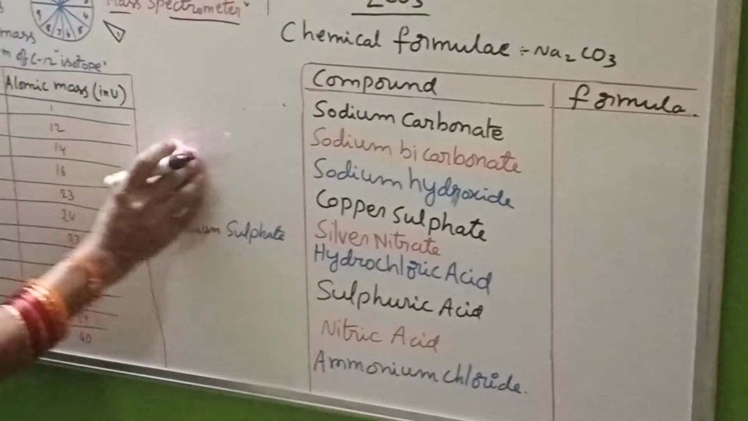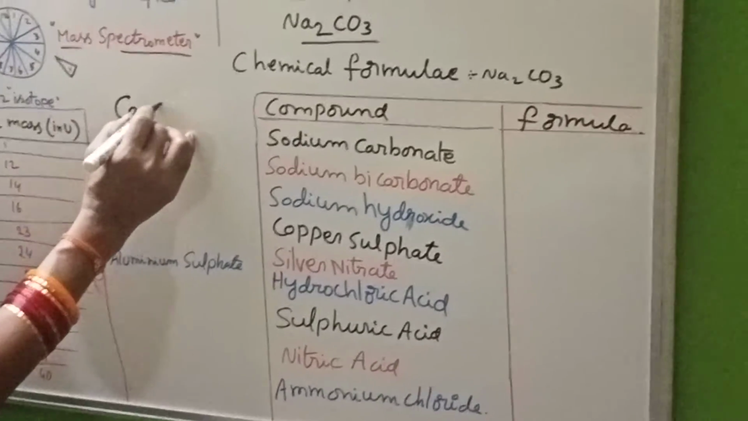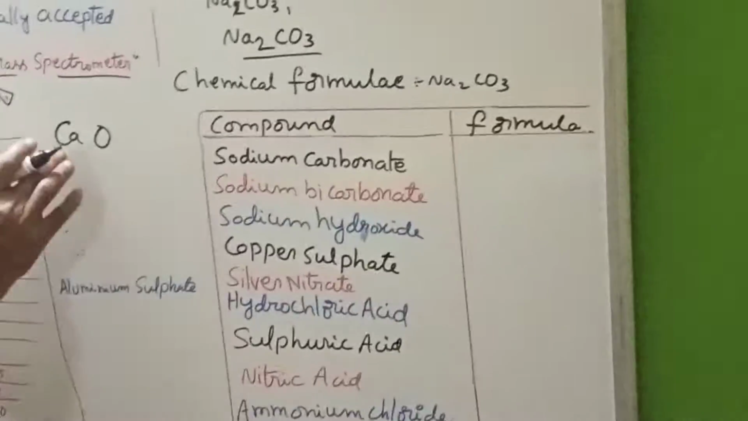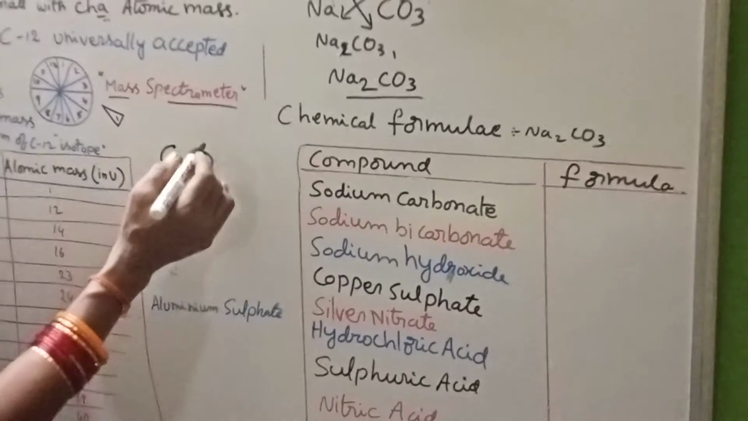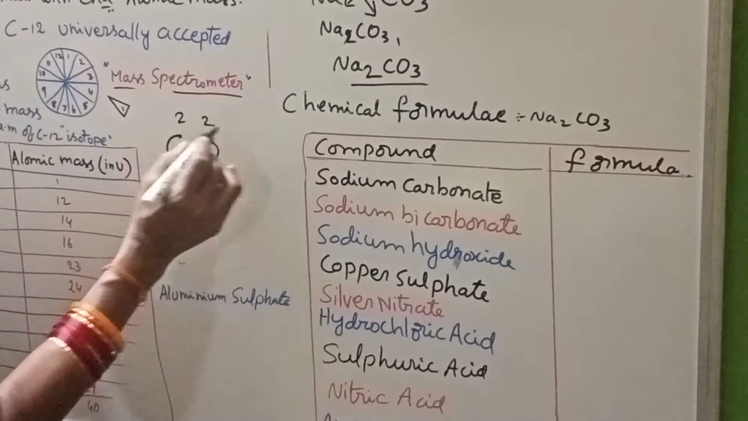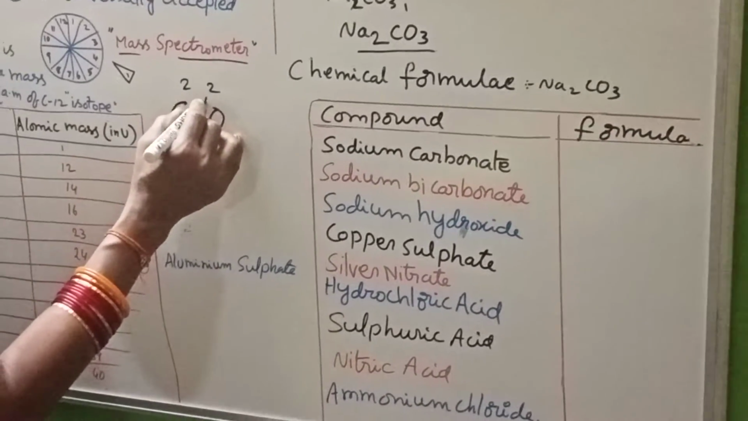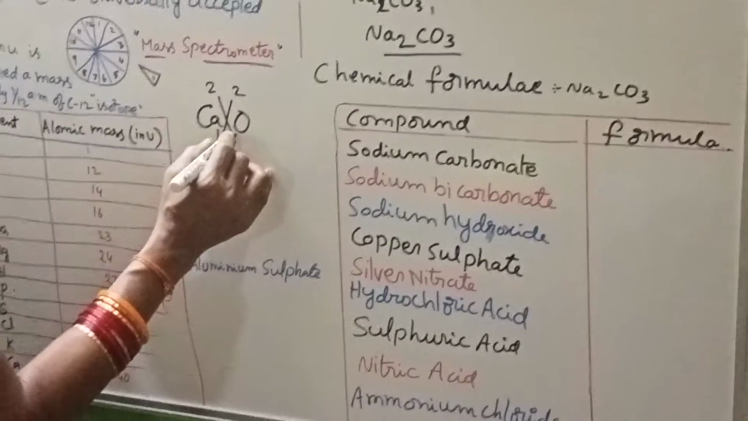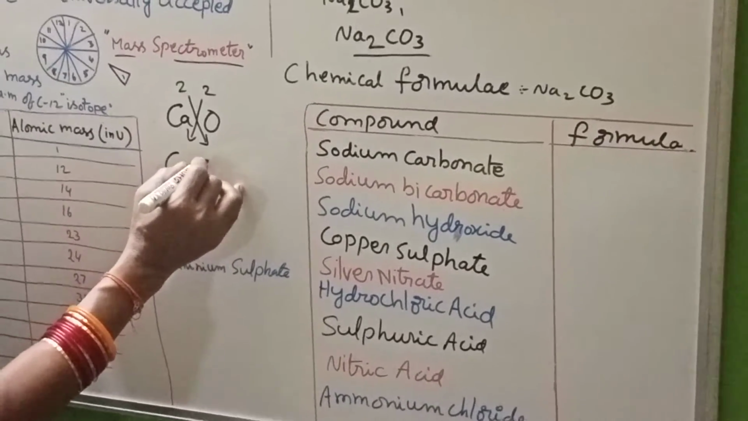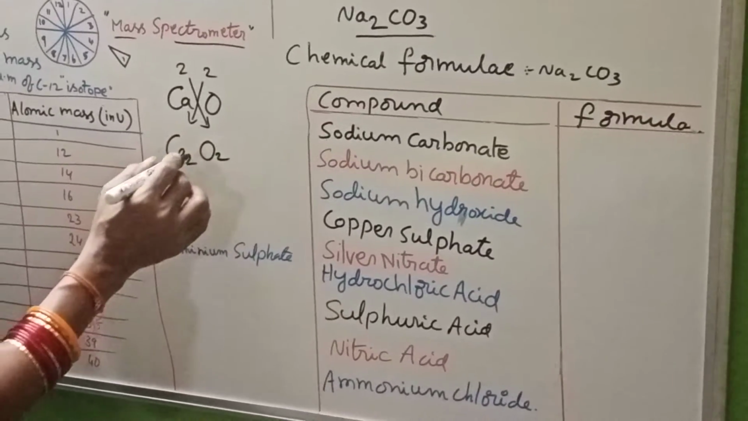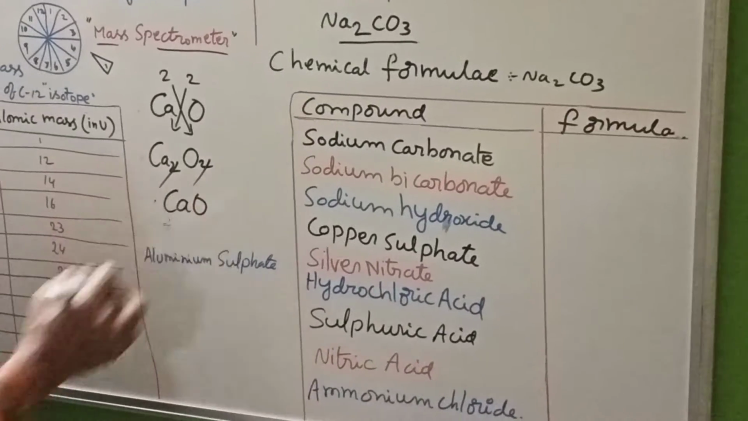Next, let us take another example, calcium oxide. Calcium is from the second group, with +2 valency. Oxygen is from the sixth group, with -2 valency. You write the valencies as superscripts, and by using the criss-cross process you bring them down. Ca2 O2. You cancel the 2s, and finally you get CaO.